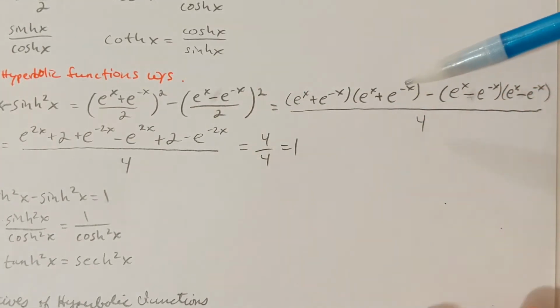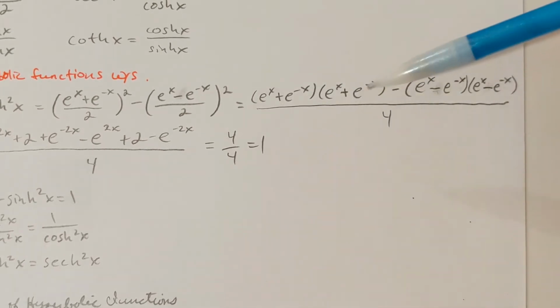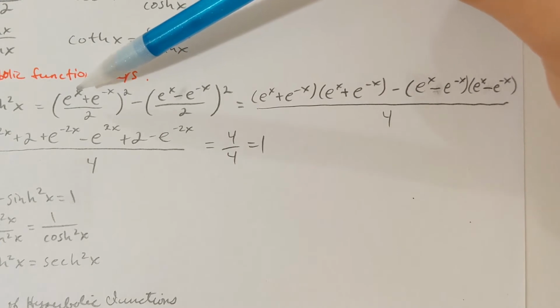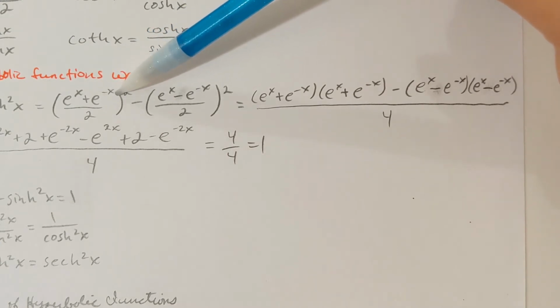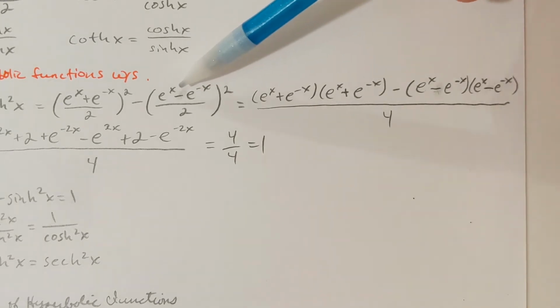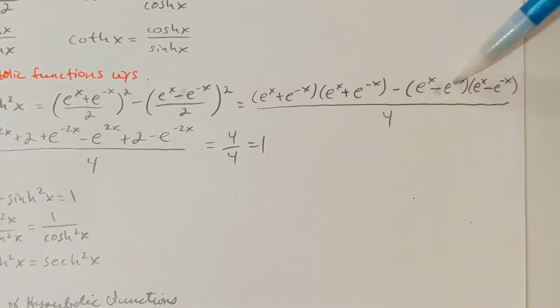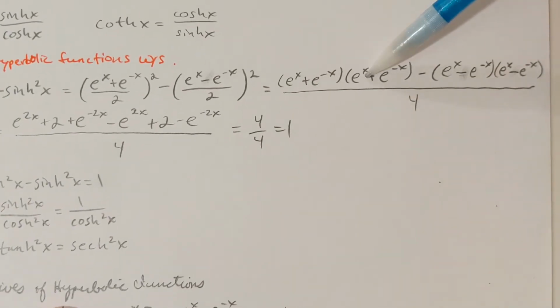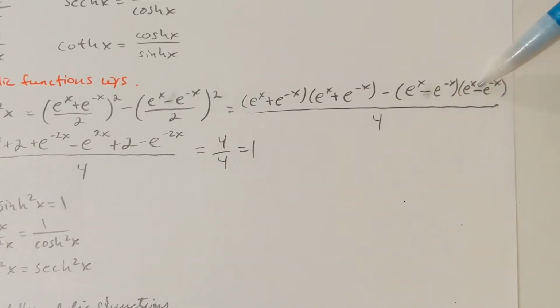Let me just go ahead and get a single fraction on this. And in the numerator, I'm going to have an e to the x plus e to the negative x squared, which I've written those 2 down, minus e to the x minus e to the negative x squared, which I've written those 2 down. Okay, and then I'd want to FOIL these out and then FOIL these out.